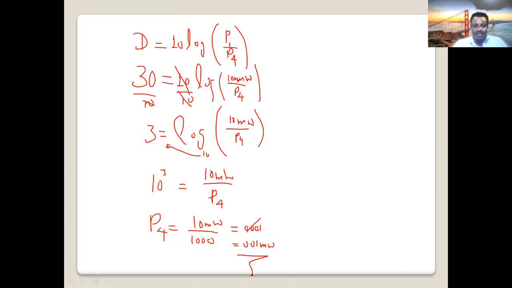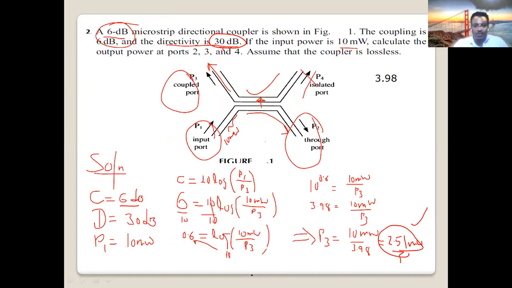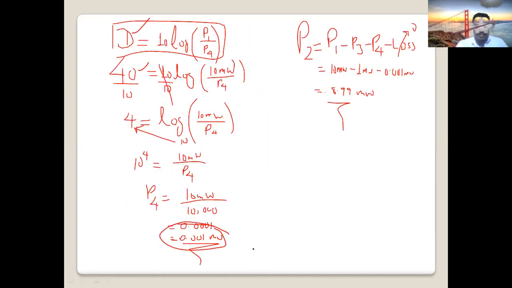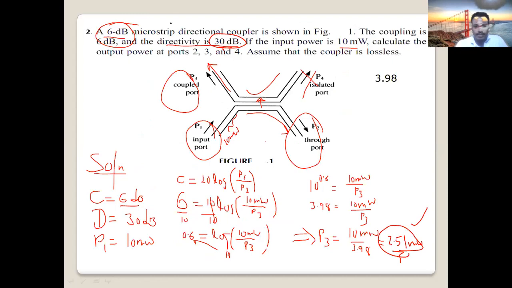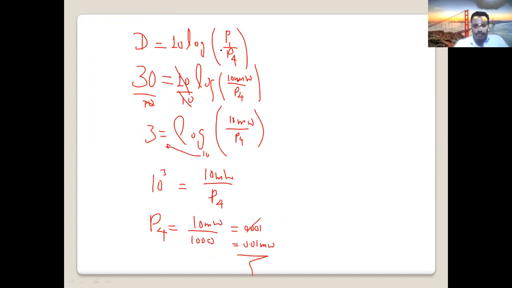So the previous case, how much power goes in the wrong direction? 0.001 milliwatt, very small. Now when directivity decreases, in this case directivity is 40. Second example, this coupler has directivity 30. This much power goes in the wrong direction.